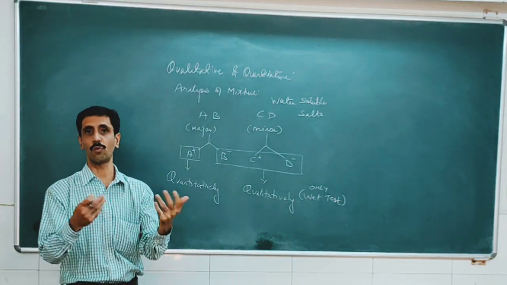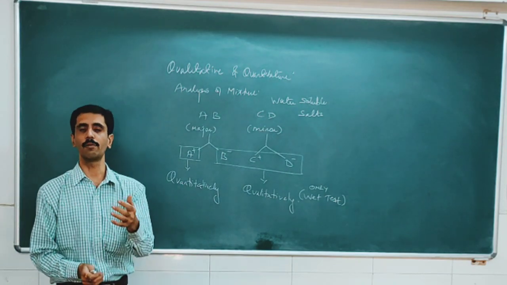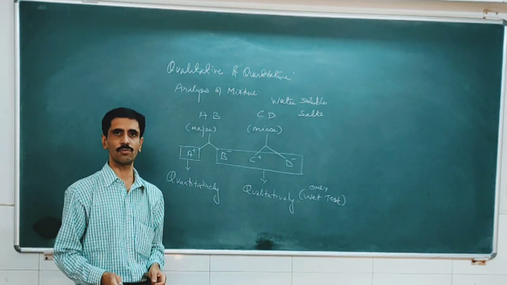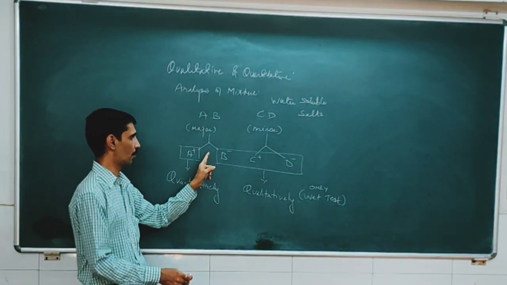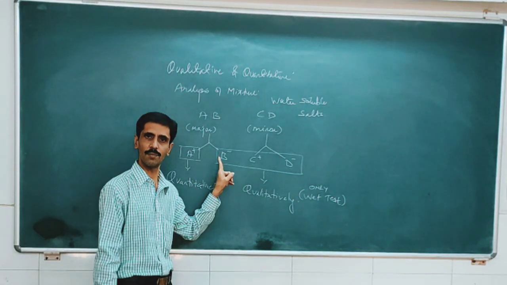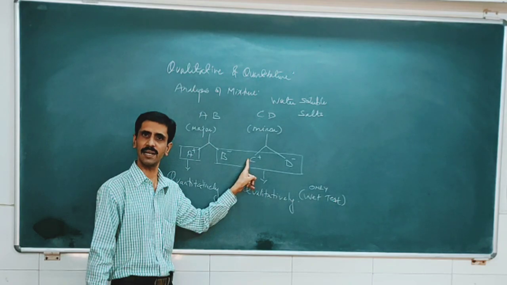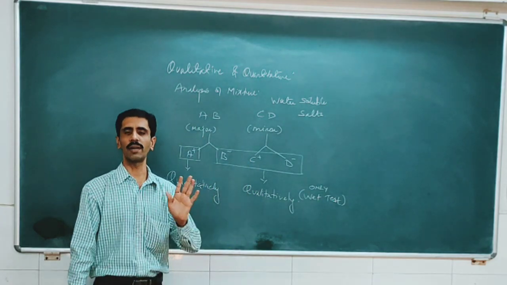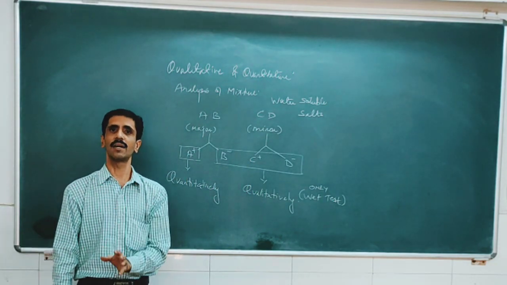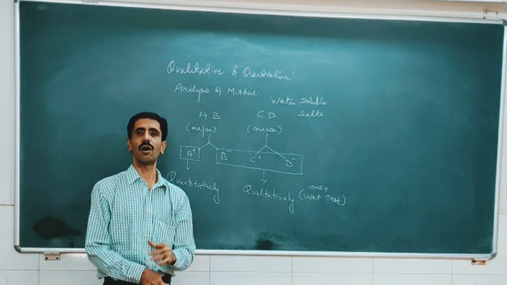Okay, generally we carry out volumetric estimation. Of course, I will be explaining this to you in the later part of this video. And then what remains are the anions, that is the major as well as the minor anion, along with the minor cation that has to be estimated qualitatively.